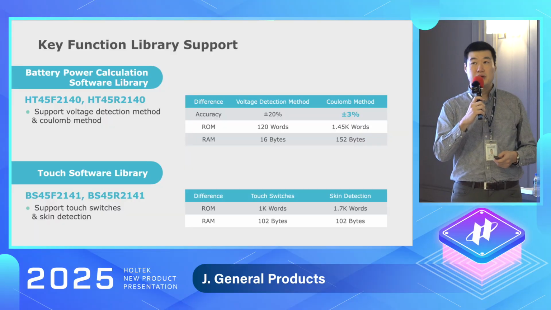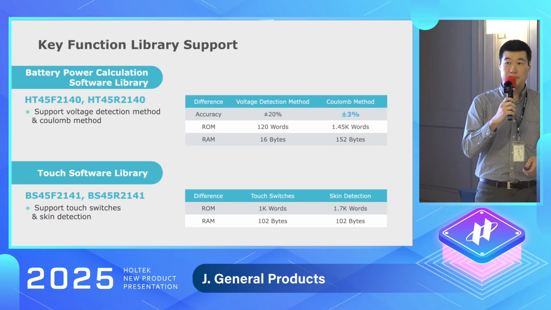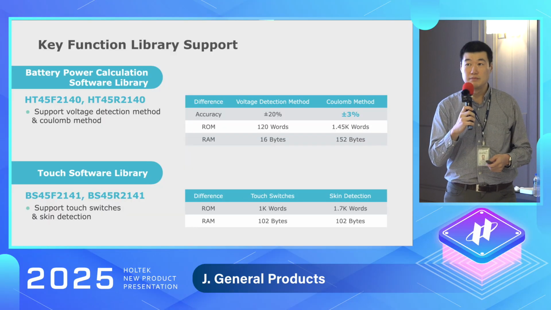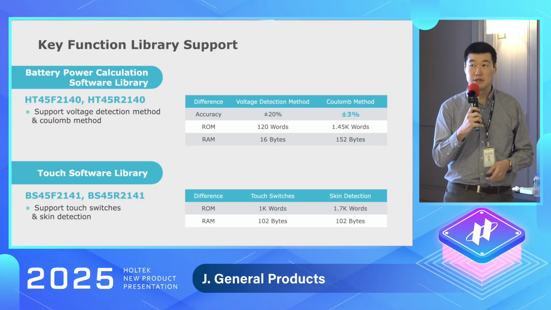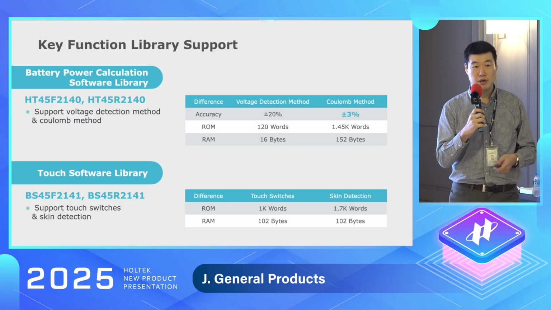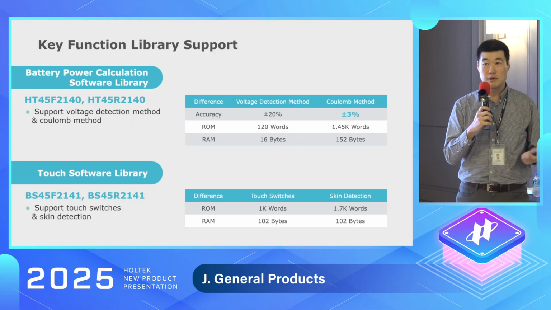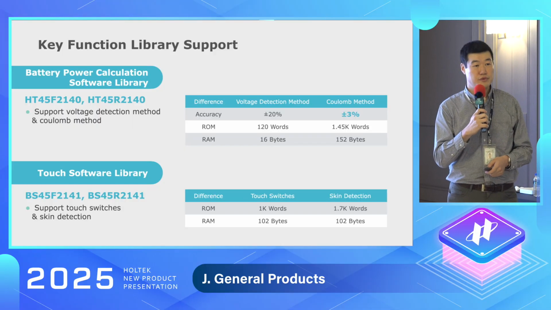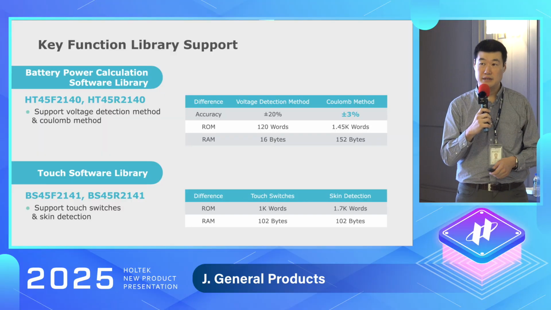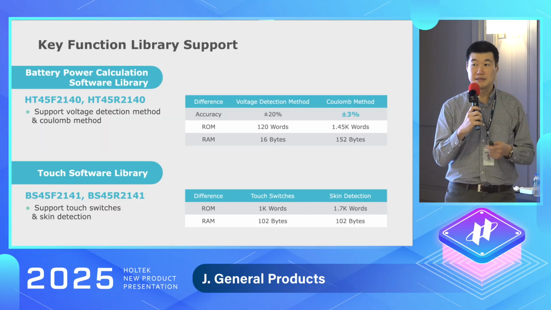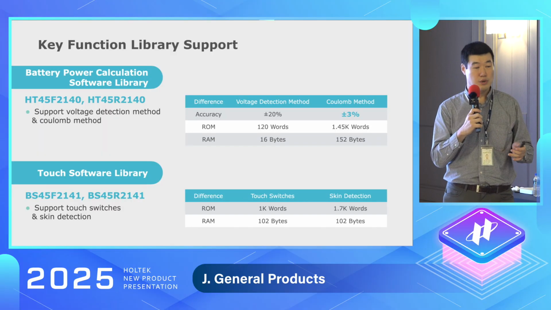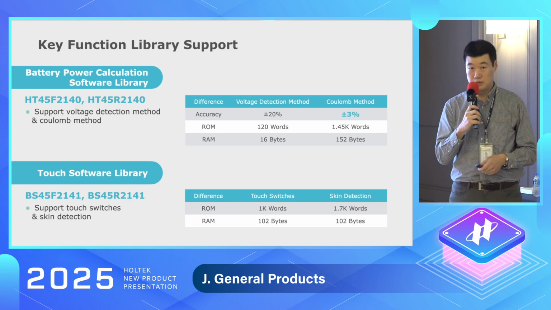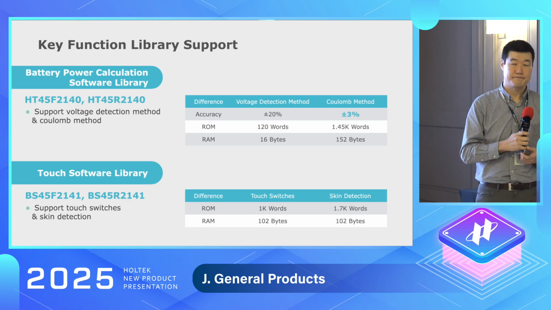For the library support, for the battery power calculation, we can provide the voltage detection and the Coulomb method. It depends on your product spec. You can choose one of them. For the touch software library, we also provide a touch switch and the skin detect. You can choose one of them, depending on your product spec.